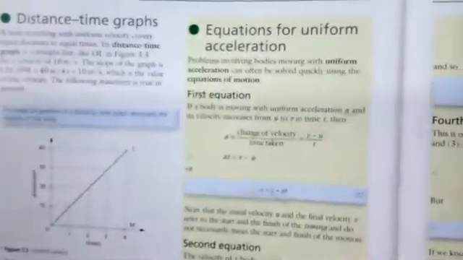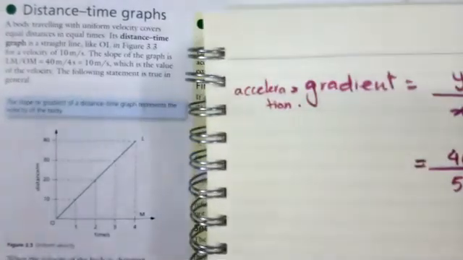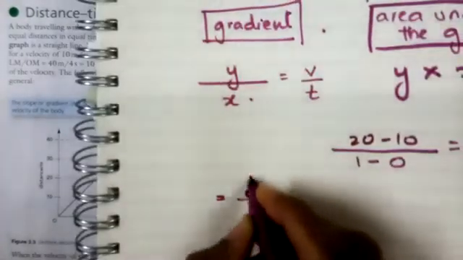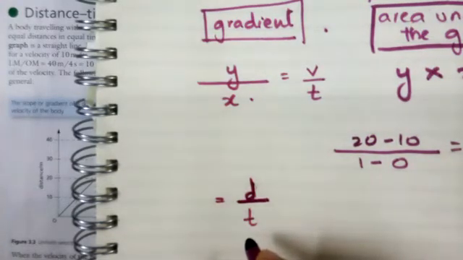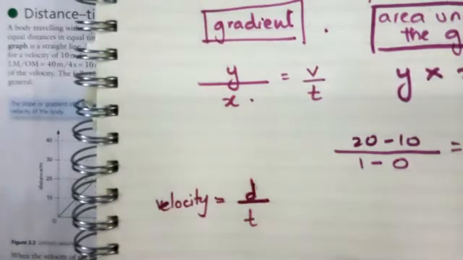Okay, now where you have this graph, distance against time. Now tell me, what would be the gradient here? So gradient is y-axis divided by the x-axis. The y-axis in this case is distance, right? And x-axis is time. So what do you get when you divide distance by time? Distance divided by time is equal to what? Yes, speed. Velocity or speed. So the gradient would be velocity.